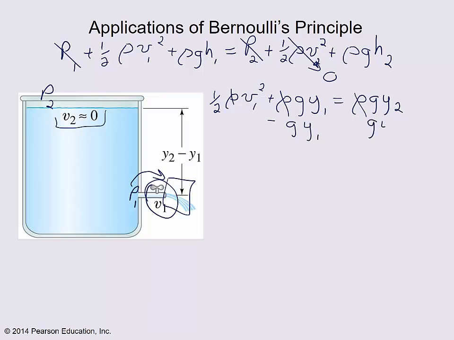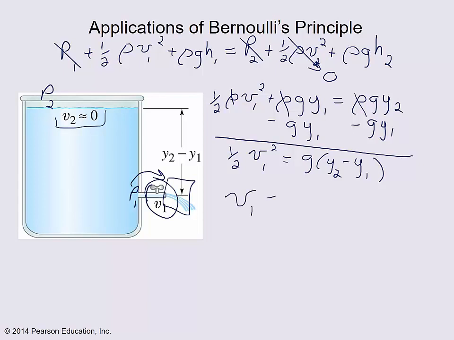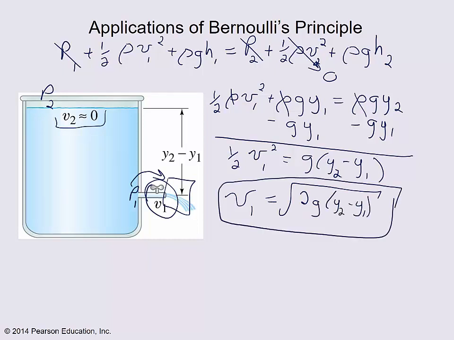Subtract the gy1. 1/2 v1 squared is equal to g times y2 minus y1. Multiply both sides by 2, take the square root, and v1 is equal to the square root of 2g(y2 minus y1). So we can figure out how fast a fluid is coming out of a spout simply by knowing that the top of the container has a speed of 0 and knowing the depth to which you are looking at the fluid flow. Let's look at another one.